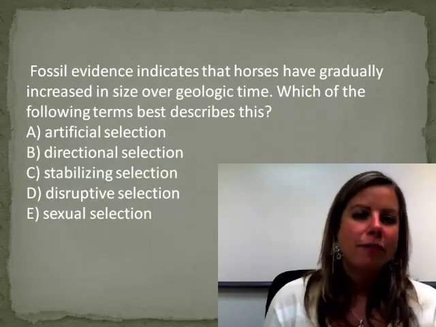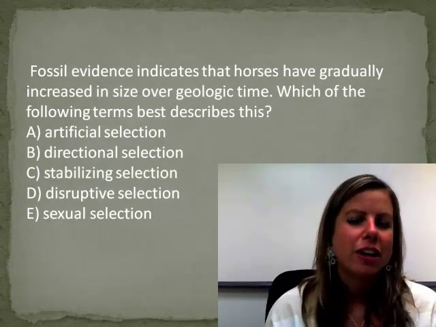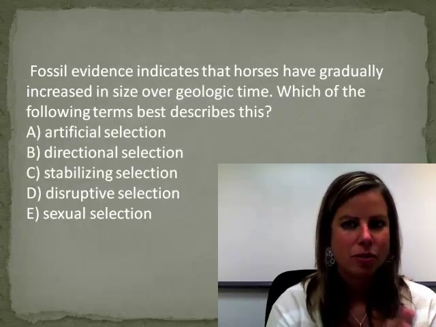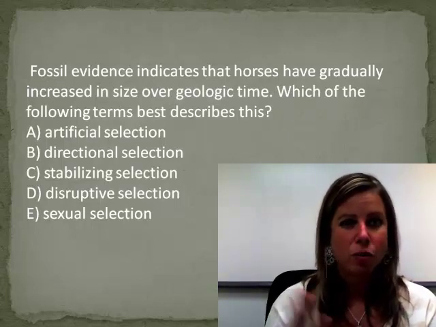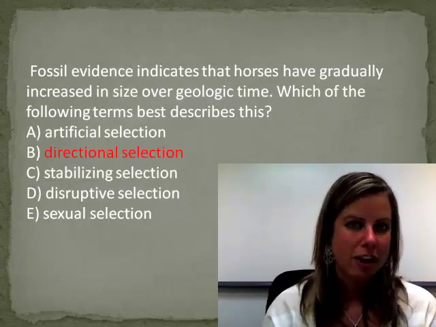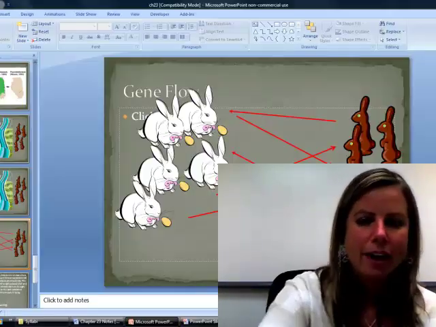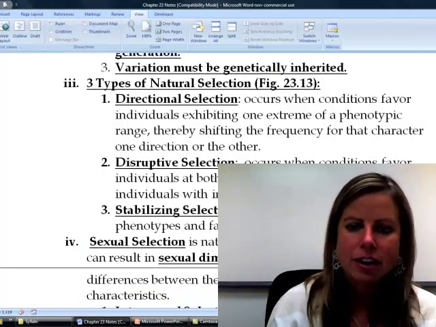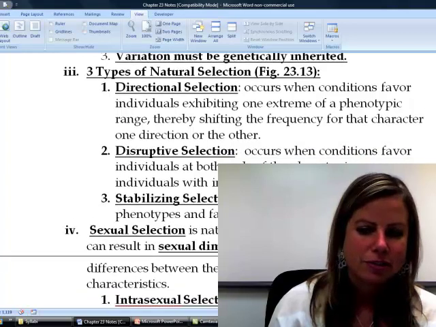Okay. Fossil evidence indicates that horses have gradually increased in size over geologic time. Which of the following best describes this? So they're getting bigger, so it's going in one direction, so it's shifting over, and that's going to be directional selection.